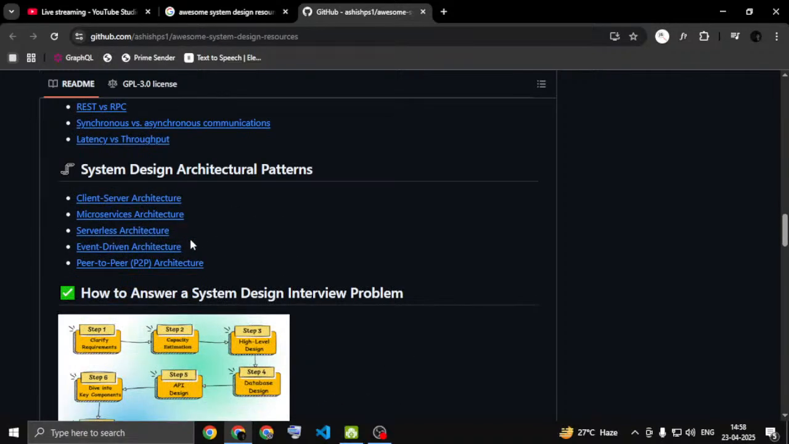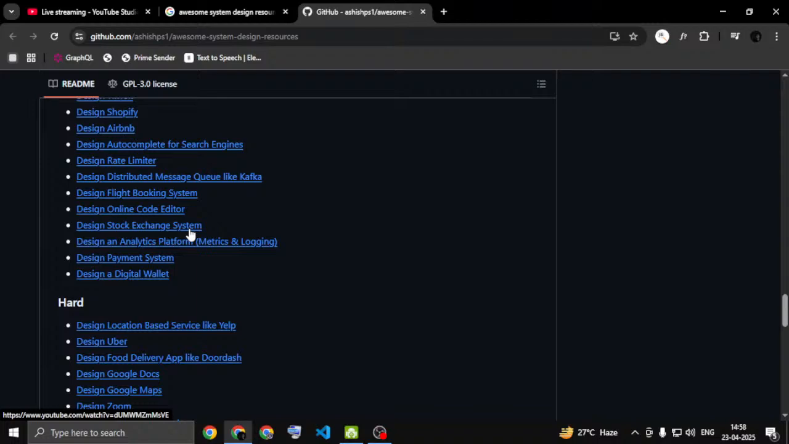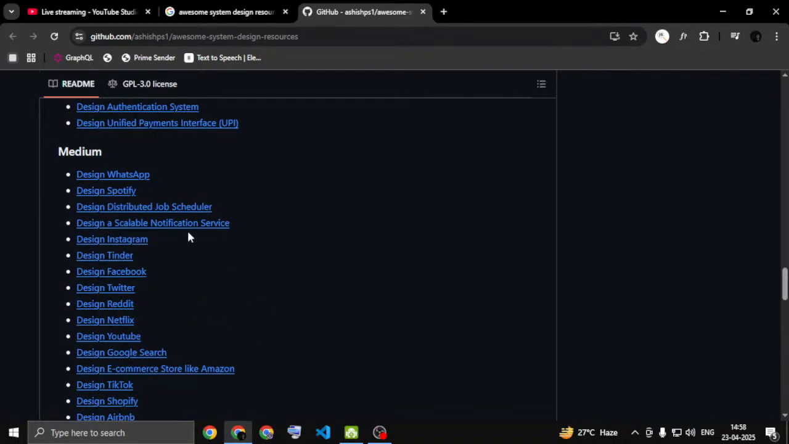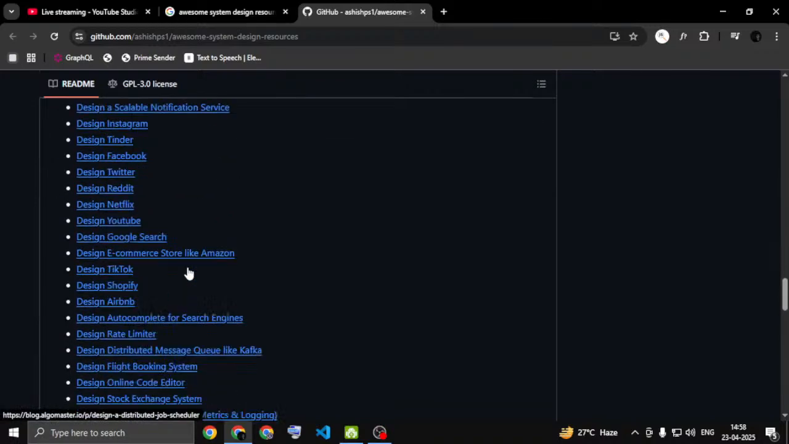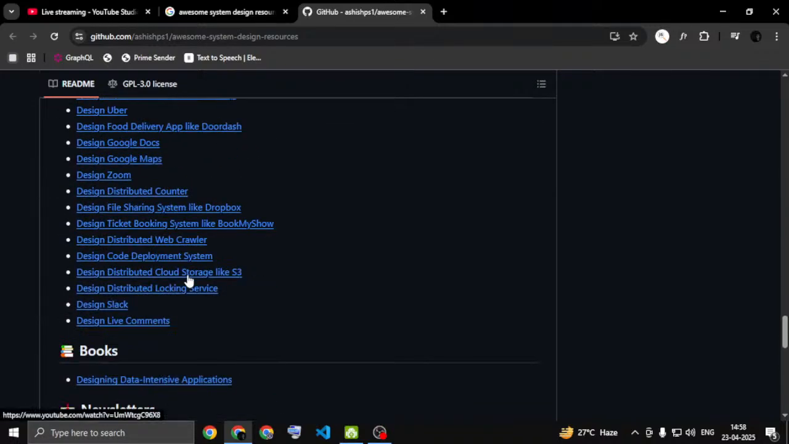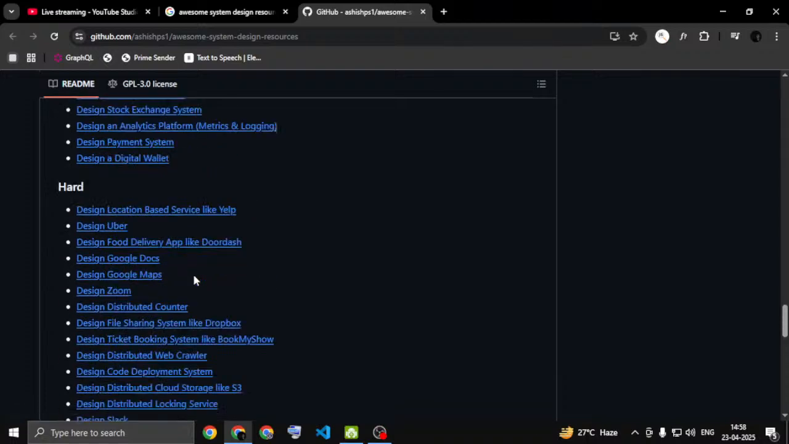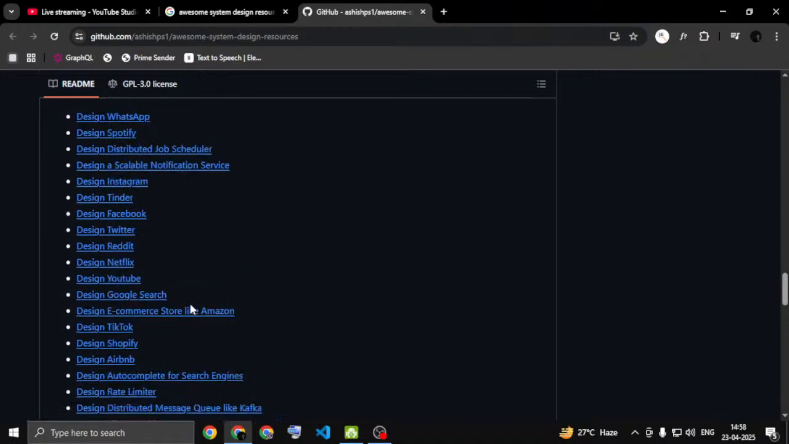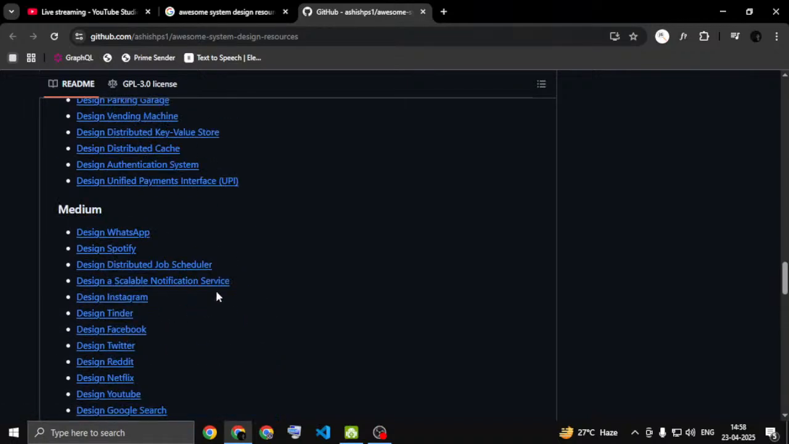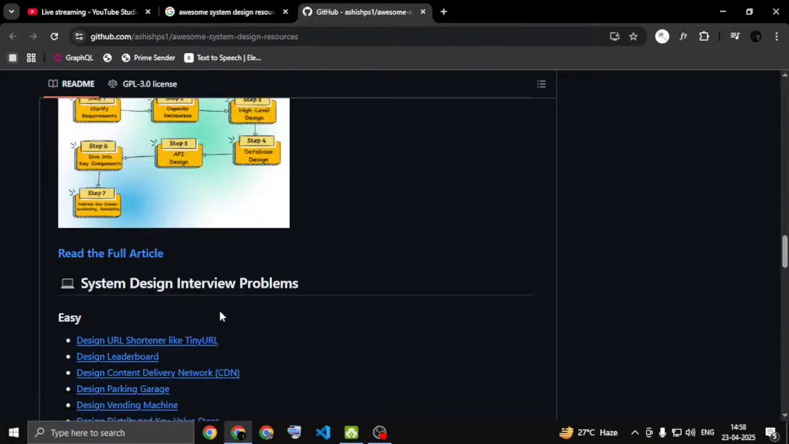This is a lot of information to be absorbed. There are a lot of topics here, like you have easy level system design, then medium level system design, and then hard level system design. Every system design here plays a very important and crucial role in developing large intensive applications or large distributed systems applications.